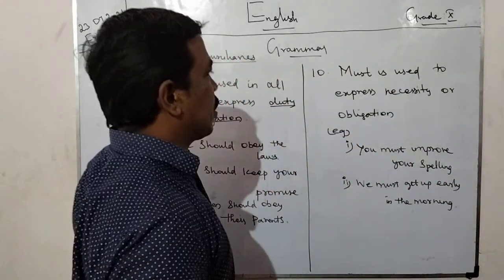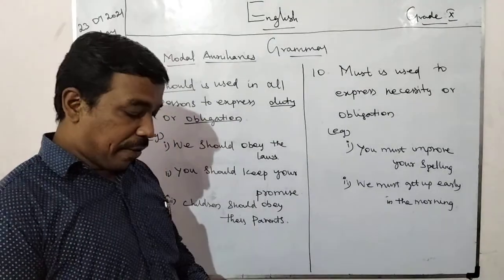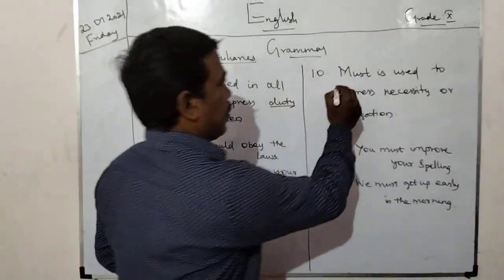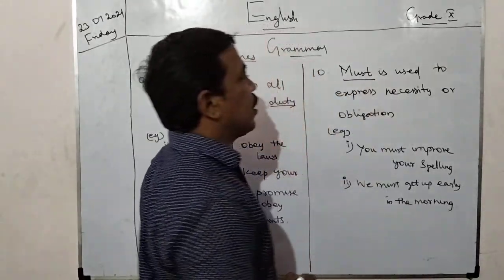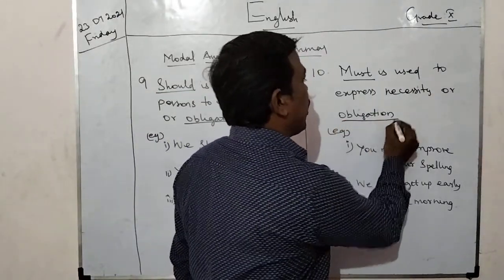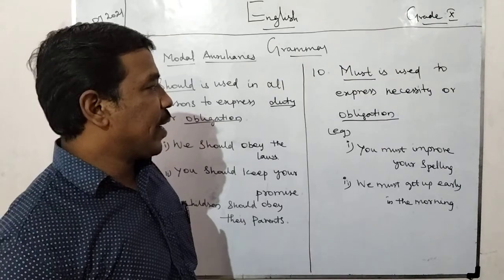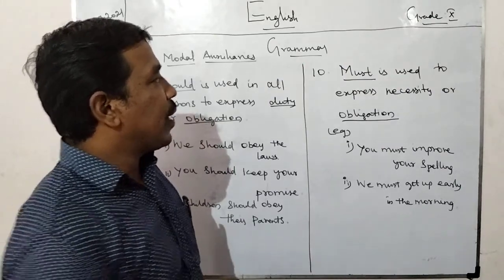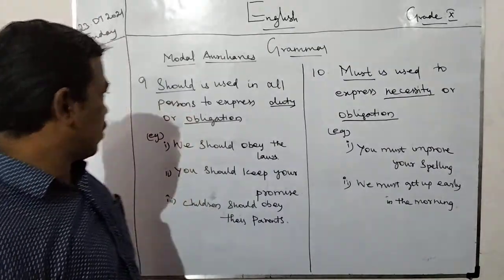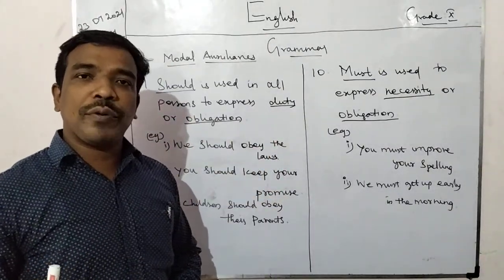Okay. Listen, students, the second rule is listen first, after that you write. The next word is must. Must is used to express necessity or obligation. So here the word is necessity. Duty is what we can use should for.